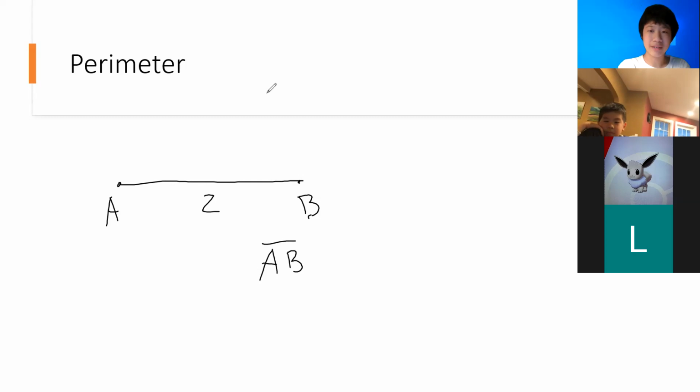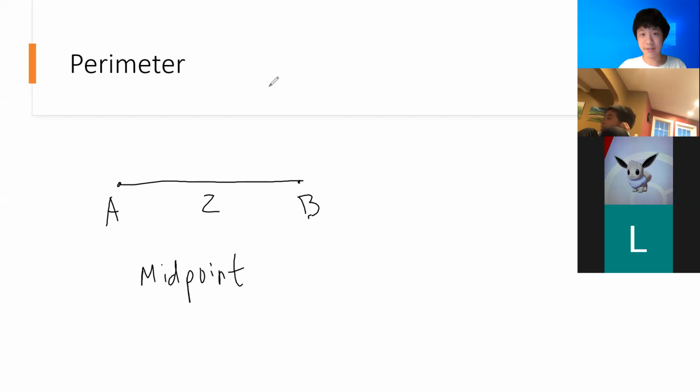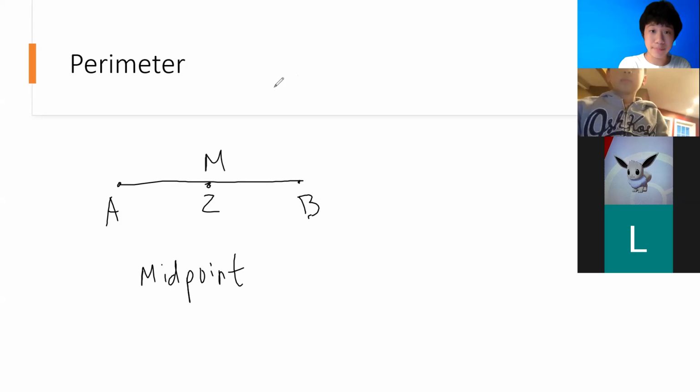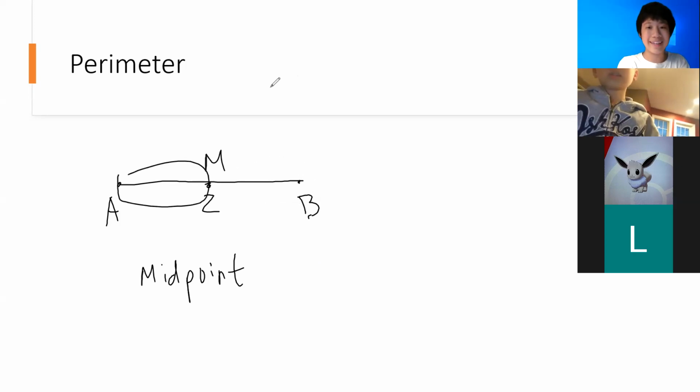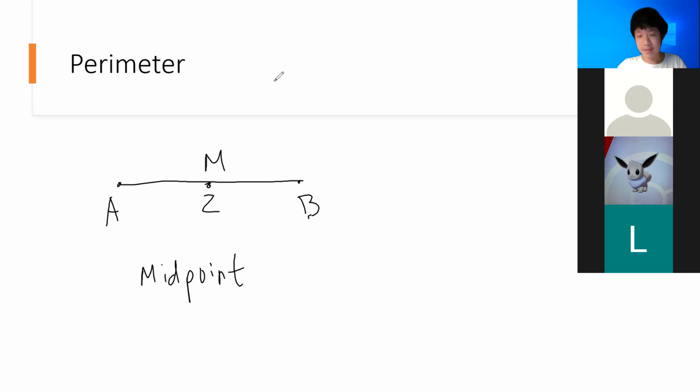So that's a segment. And something else we have in math is called a midpoint. And what a midpoint is, let me write that out. If you look in the word midpoint, it has middle, right? And that's exactly what a midpoint is. A midpoint is a point exactly in the middle of a segment. Let's label this M. And what a midpoint does, it splits the segment in half. Okay, so 1/2 on this side and 1/2 on this side. And these halves have the same length.